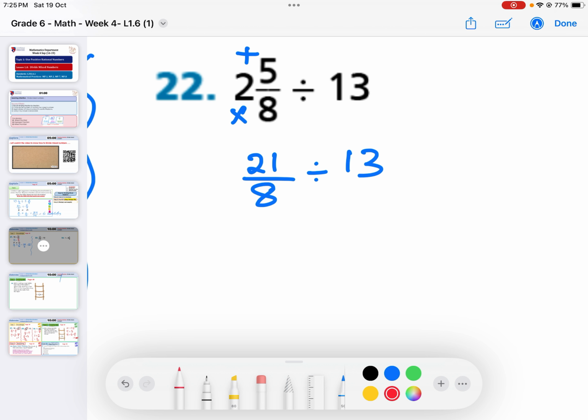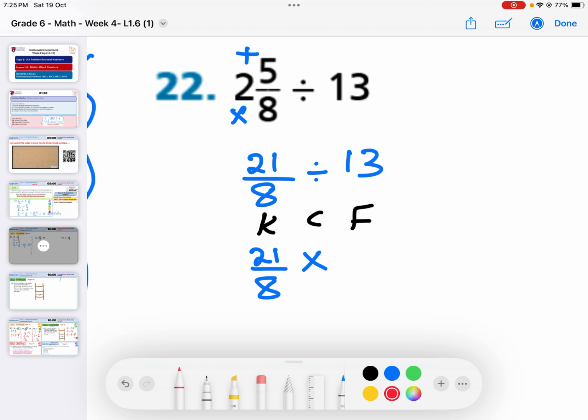Now, here is something, you guys, let's apply the steps now. We're going to do KCF. So the first one, it's a keep. I'm going to keep it, 21 over 8. Division, I'll change it to multiplication. Now, how do I flip the 13?